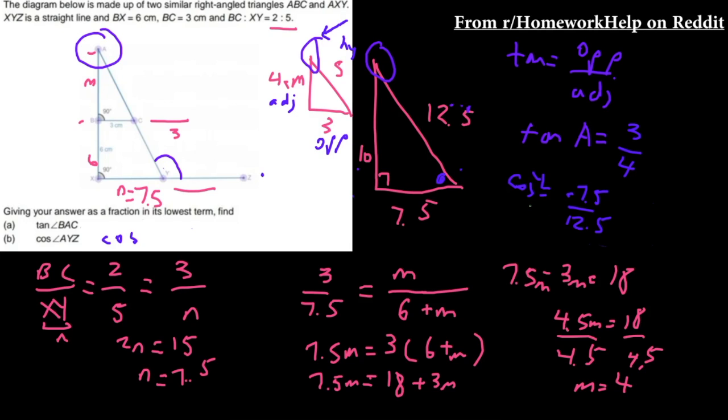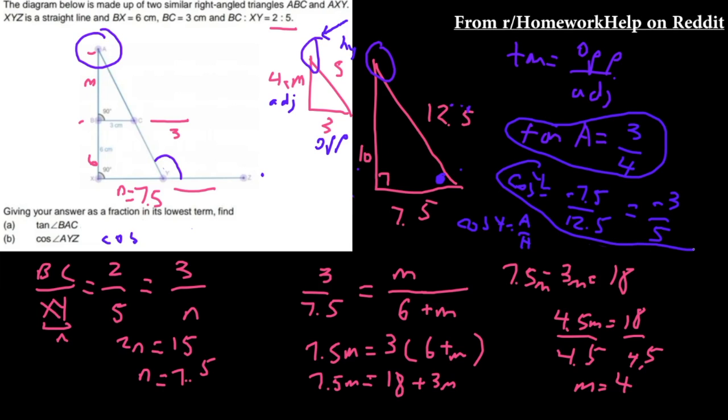And lastly, you have to find the answer for cos AYZ. Angle Y is usually over here, so cos Y would equal adjacent over hypotenuse, which is 7.5 over 12.5. But since it wants the other side, you're just going to put a negative sign. So negative 7.5 divided by 12.5 is negative 3/5 after you simplify it. Therefore, your final answer: tan of angle BAC should be 3/4, and cos of angle AYZ, when you're all done, should be negative 3/5.